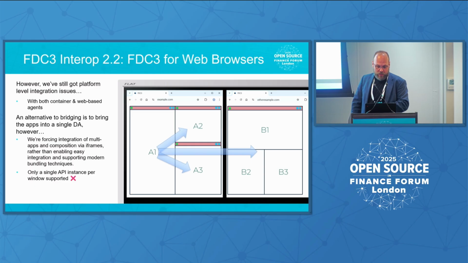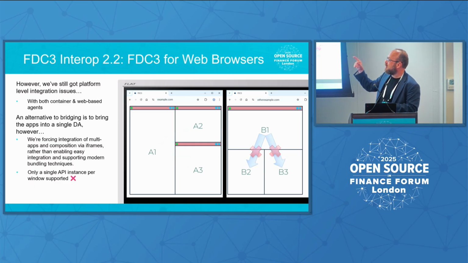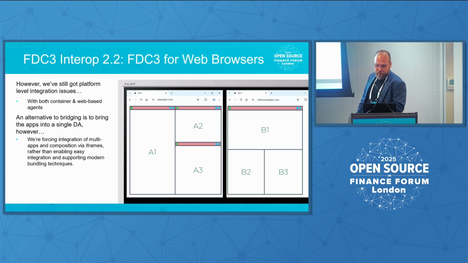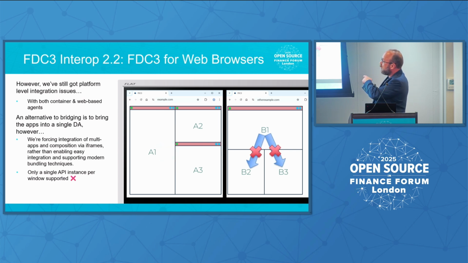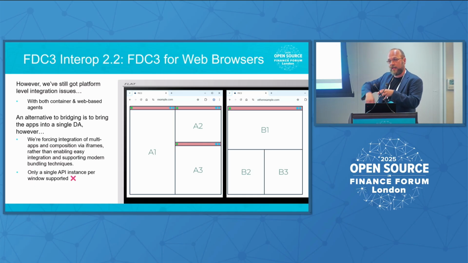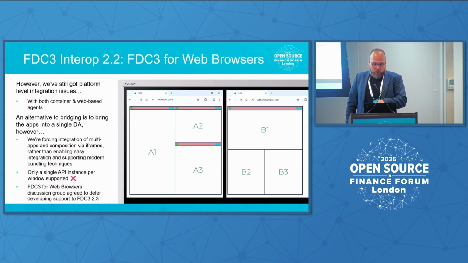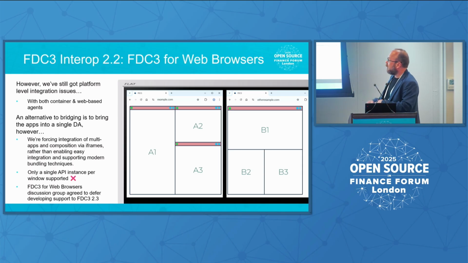But our biggest problem right now is FDC3 for the web offers a single API endpoint per window. So our apps on the left can all talk to each other, and they can talk to the window with the apps on the right. The apps on the right can't actually talk to each other using FDC3. We don't deliver messages back to ourselves, so as we've only got one API instance, we can't talk to the other parts of the same window. And ultimately, that presents challenges for people with existing web platforms, which you'll go into in a bit more detail in a moment.